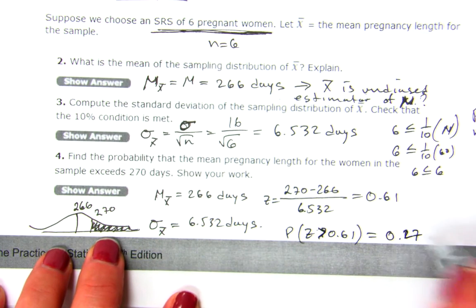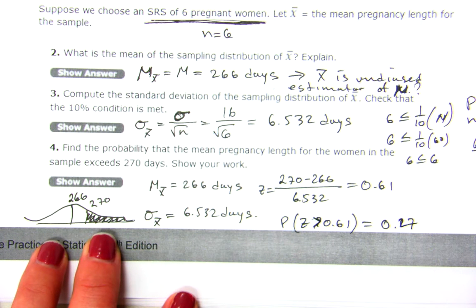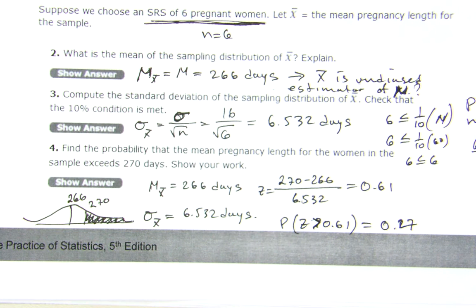Probably a z-score greater than 0.61 is going to equal something around 0.27. So there's a 27% chance of getting a sample of 6 women whose average length of pregnancy is over 270 days. So that's probably very likely. 27% is pretty good.